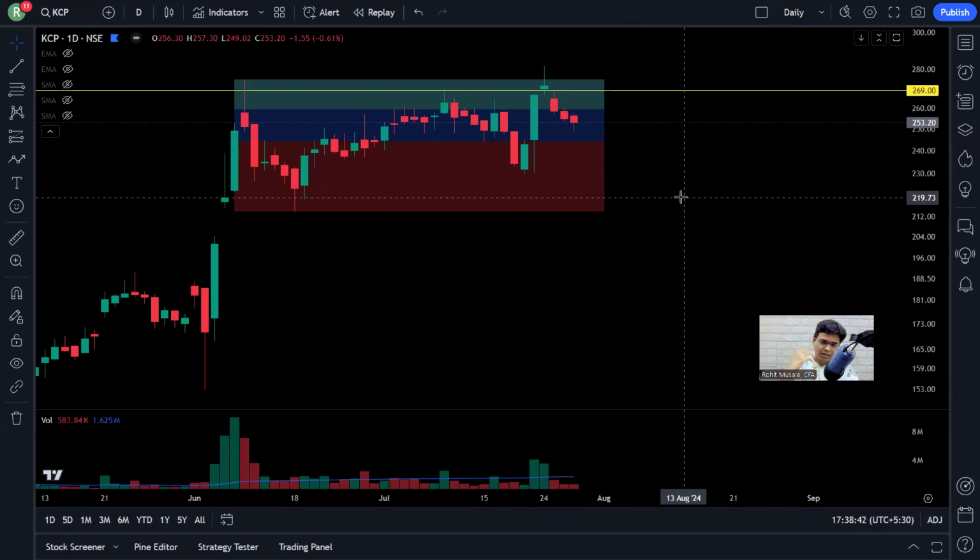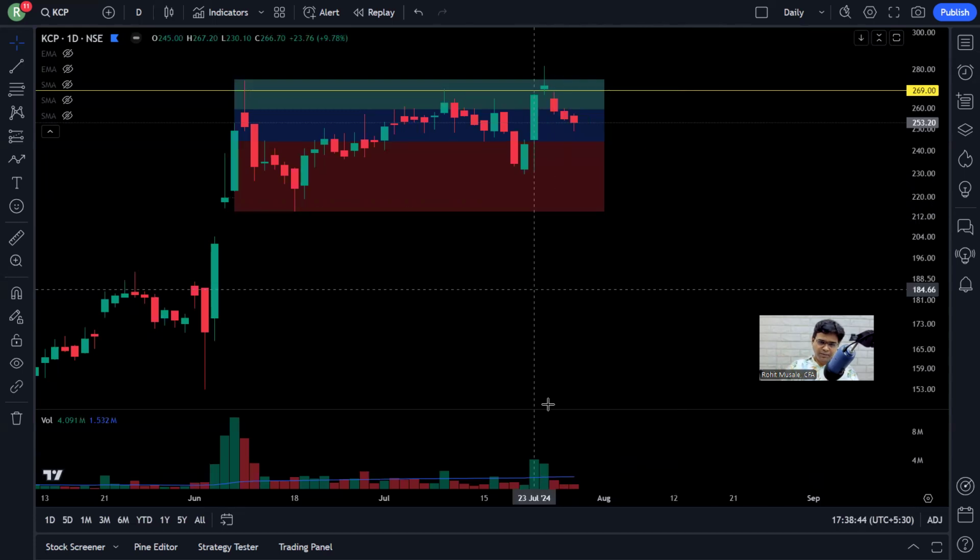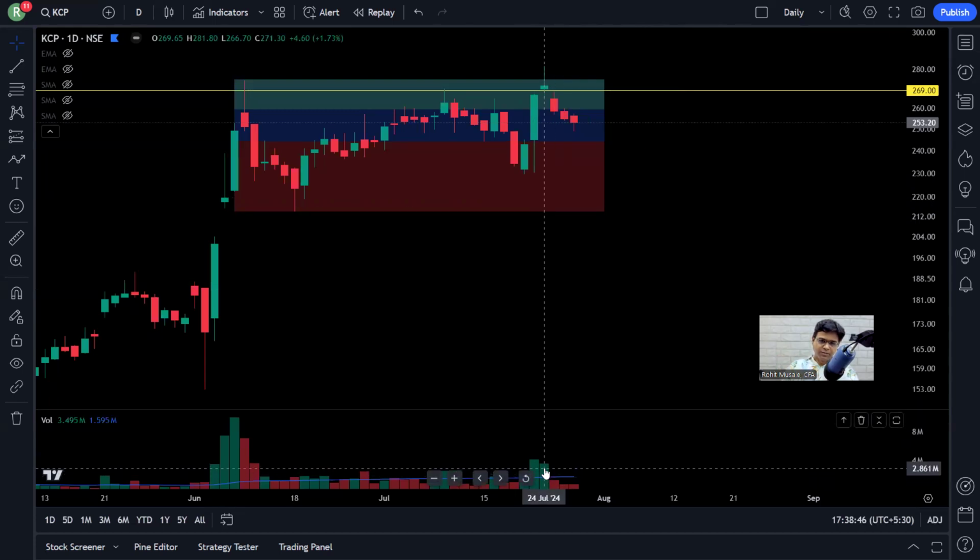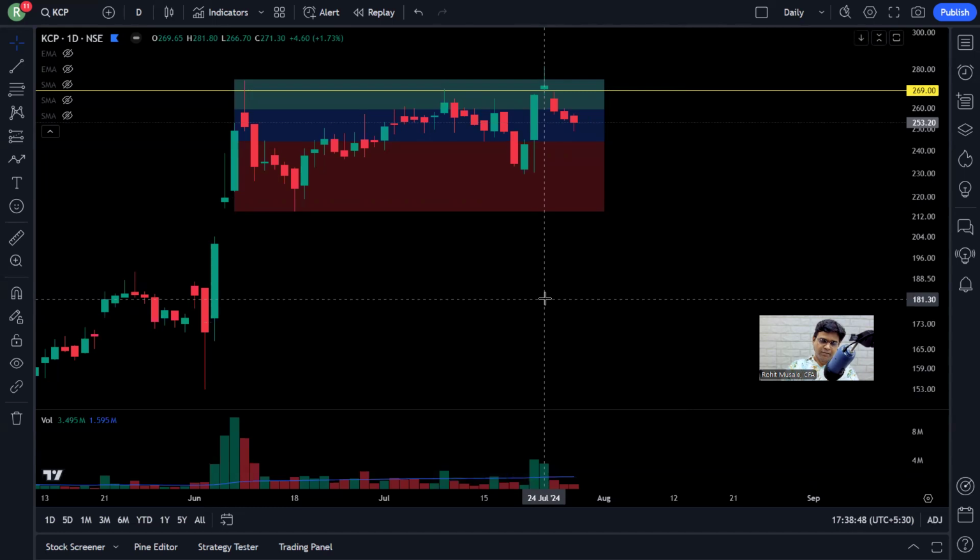So that is called high volume weak closing, which represents supply. So on this day, the institutions were not buying, they were selling. Now, another thing is, if you see this candle is 1.73% above the previous day close. So if institutions are selling, then why is the stock closing above the previous day close? So I am getting mixed signals here.